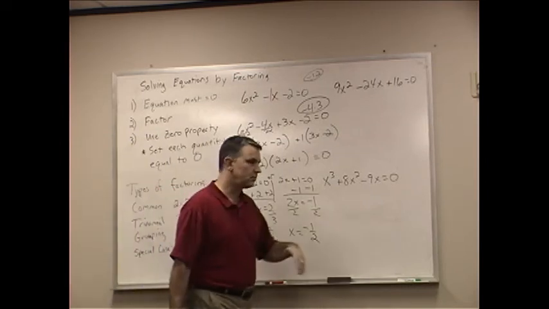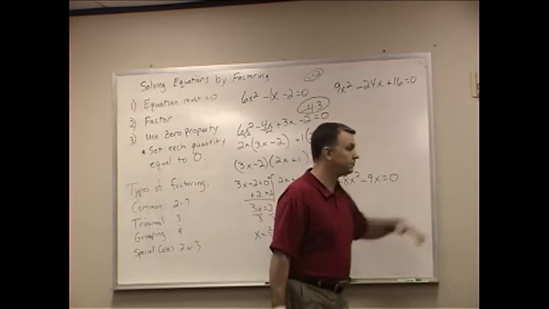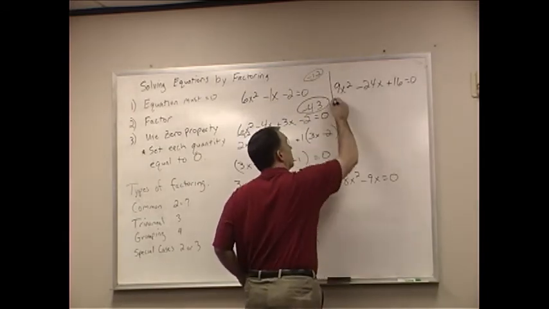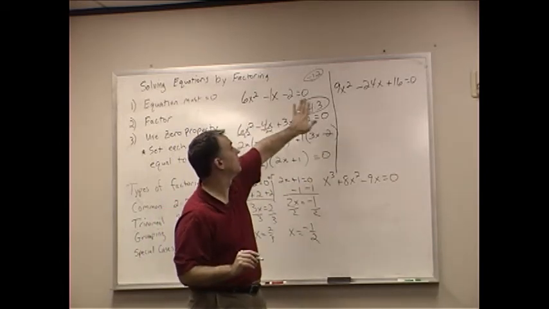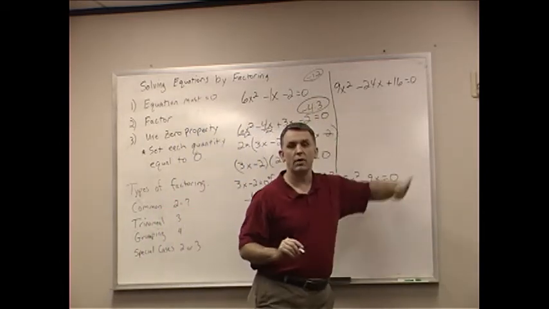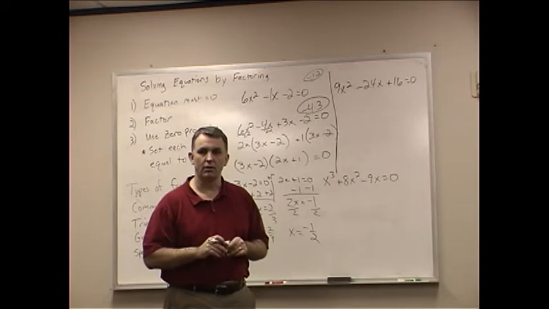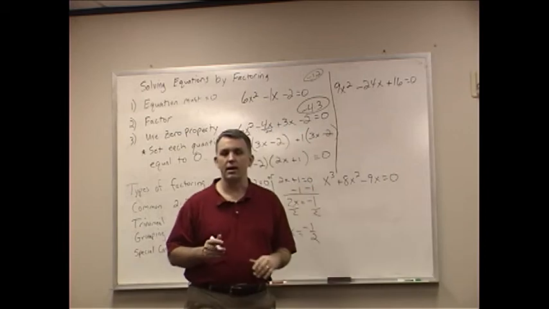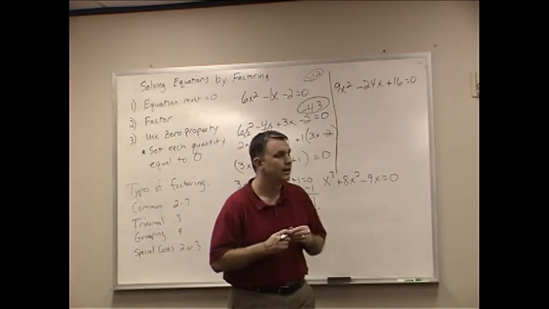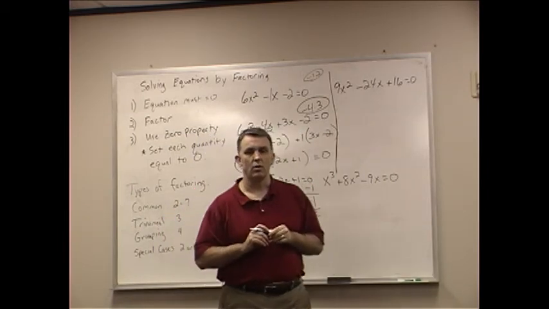Okay. With this second problem, and I'm going to put a little line here. I kind of want to separate it a little bit. I don't want you getting the other stuff confused. I've got 9x squared minus 24x plus 16 equals 0. All right, do they have anything in common? And the answer is no, they don't. So now we try trinomial.